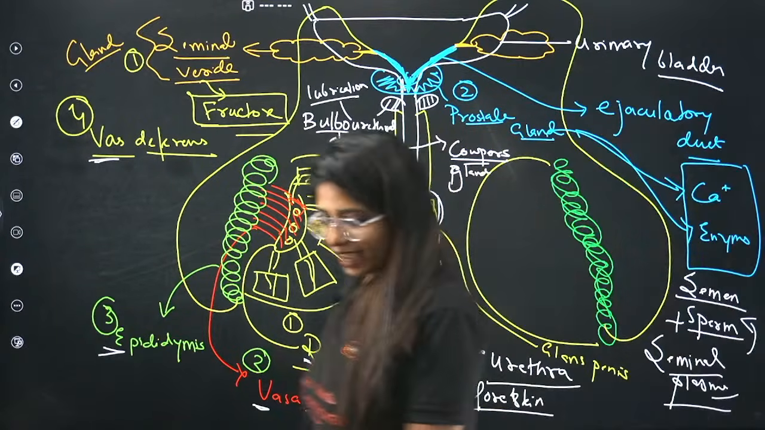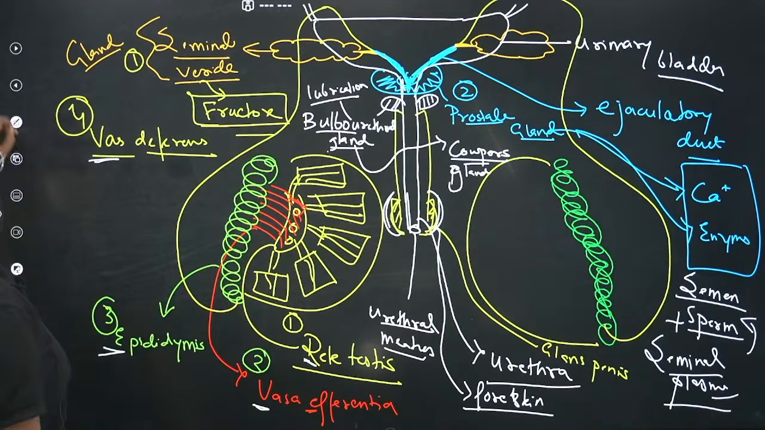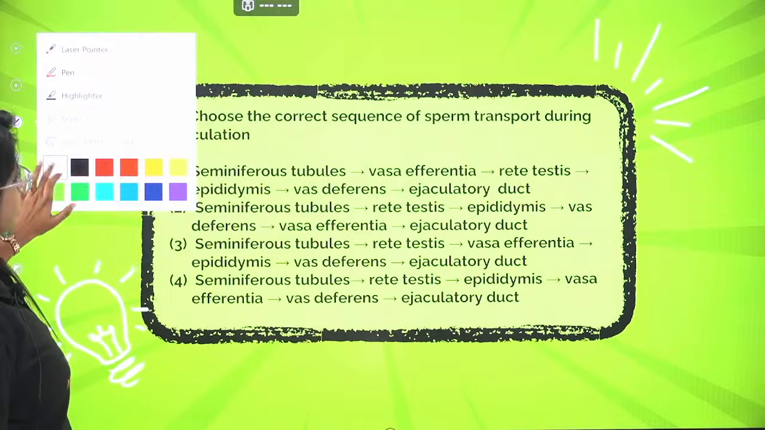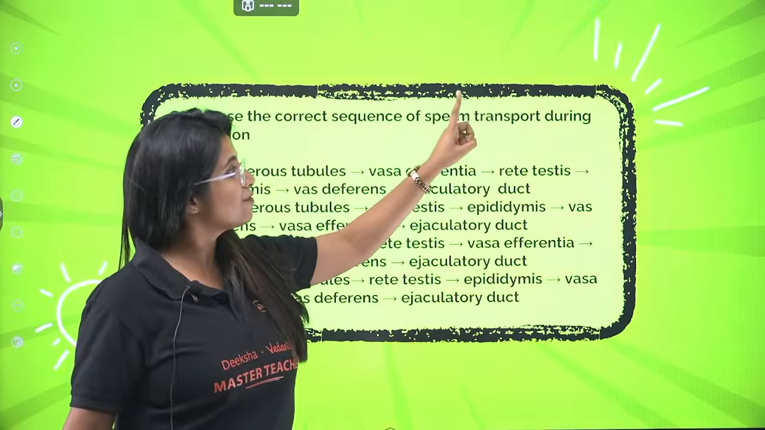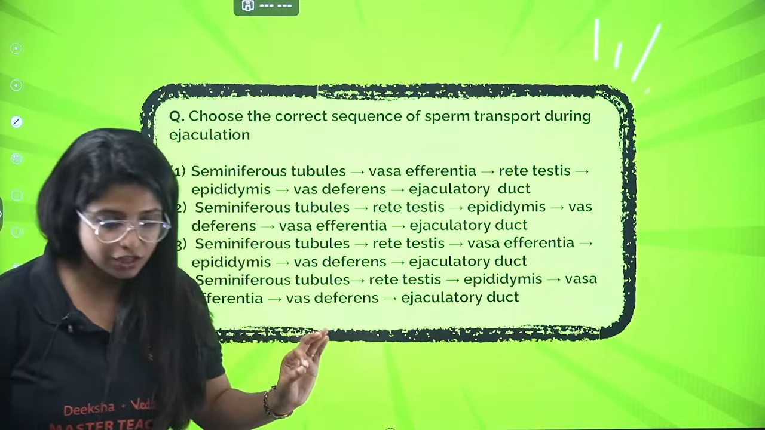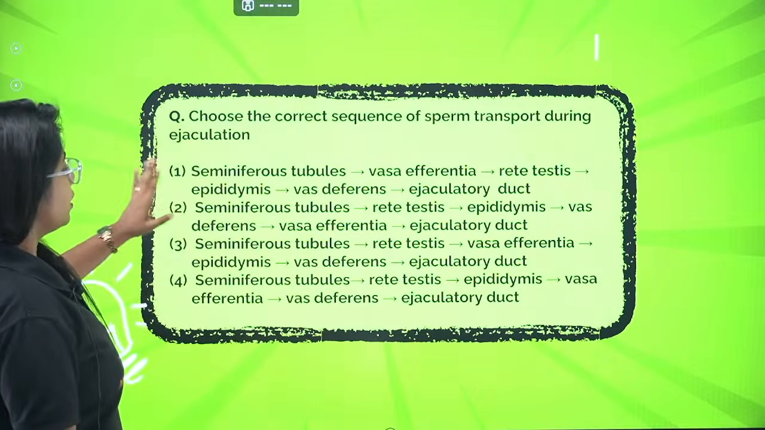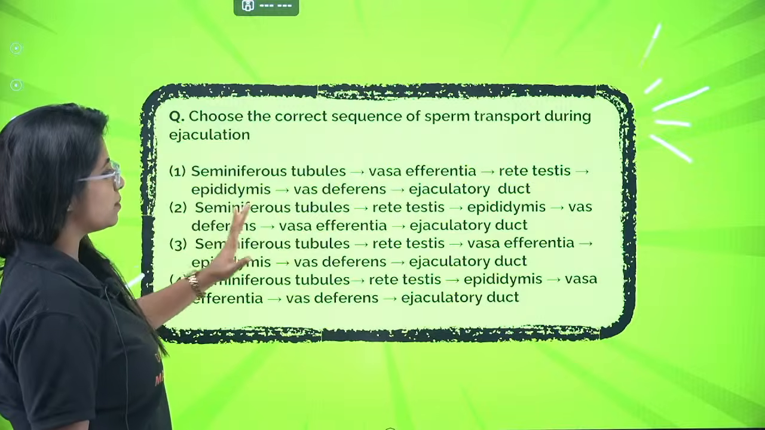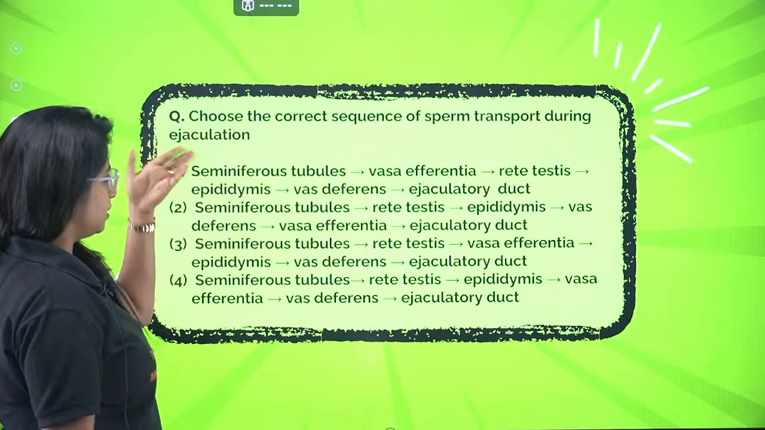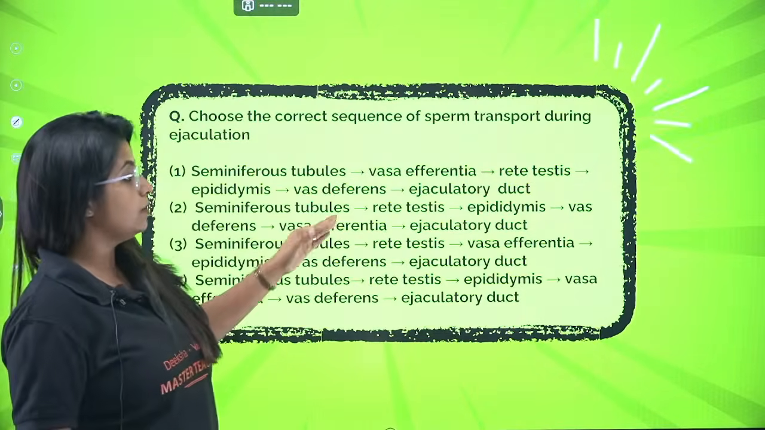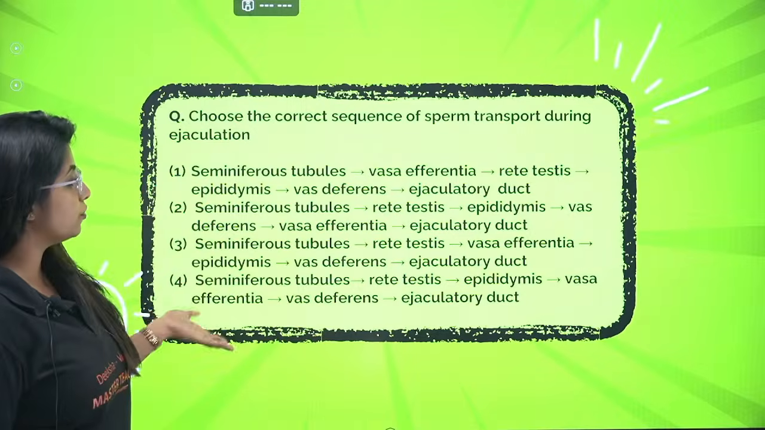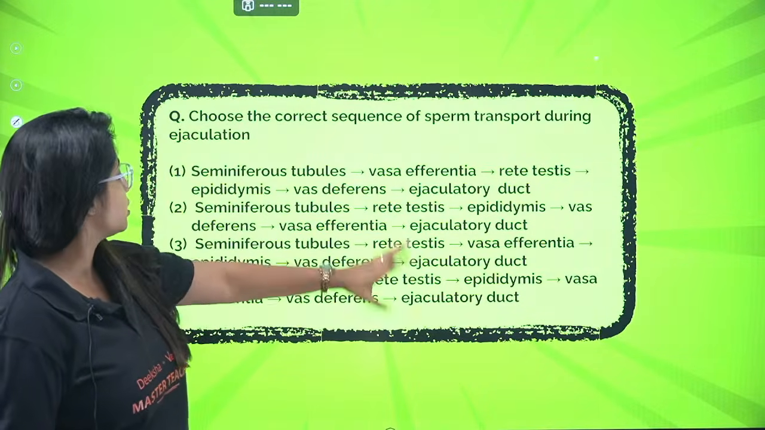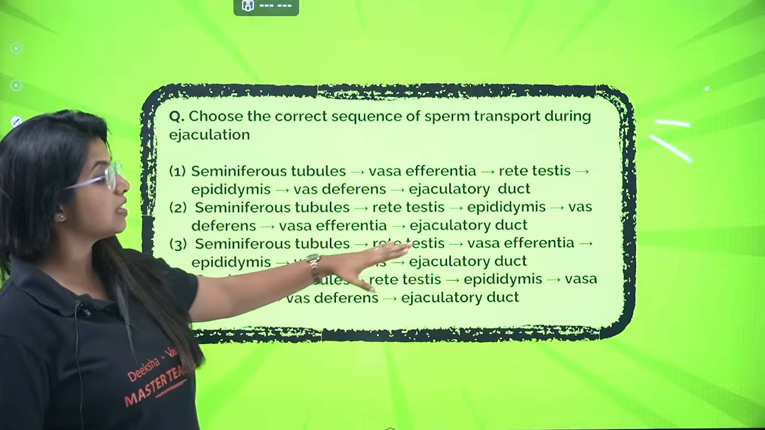Cool. Now I will be asking you a question, since you said that yes ma'am, we can go ahead. The first question goes like this: choose the correct sequence of sperm transport during ejaculation. Okay, let's begin. First option: seminiferous tubules, vasa efferentia, rete testis, epididymis, vas deferens, ejaculatory duct. Second: seminiferous tubules, rete testis, epididymis, vas deferens, vasa efferentia, ejaculatory duct. Third: seminiferous tubules, rete testis, vasa efferentia, epididymis, vas deferens, ejaculatory duct.